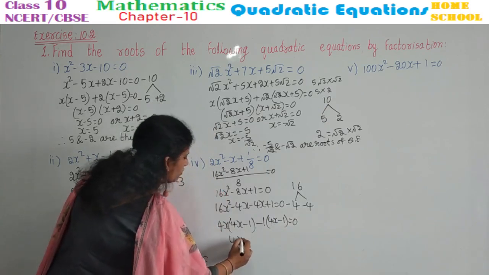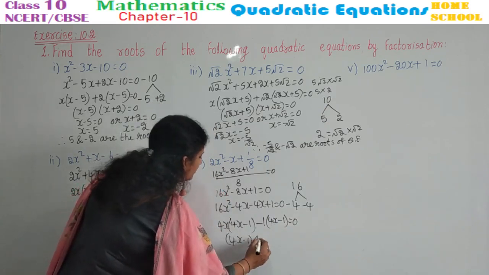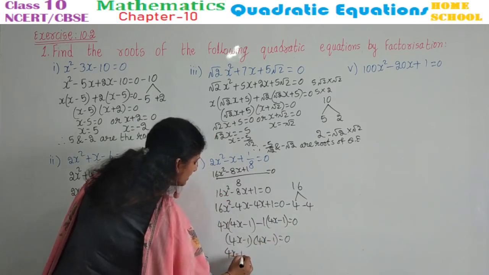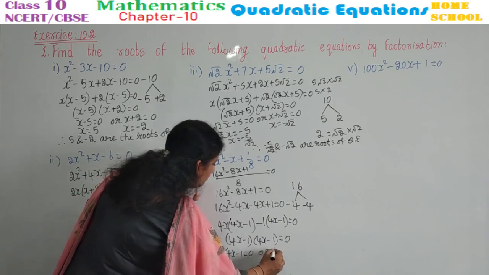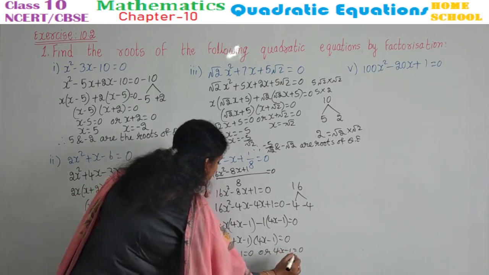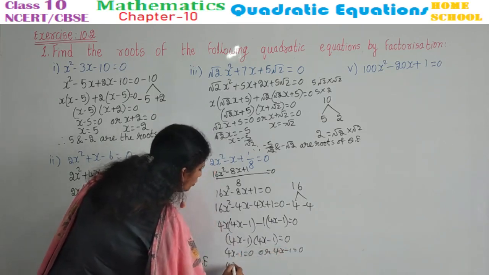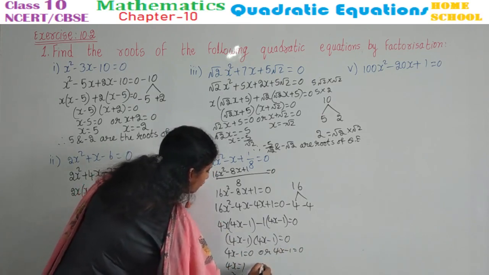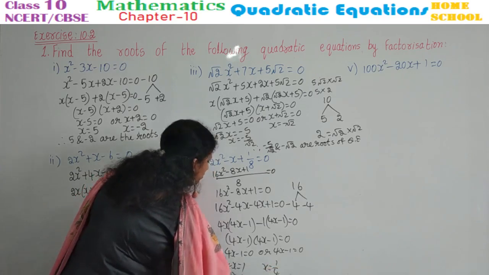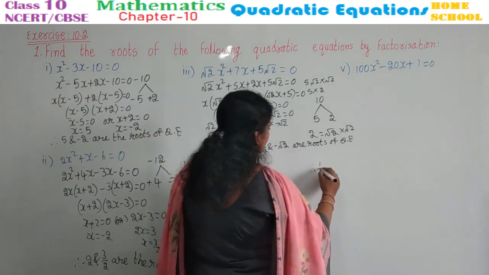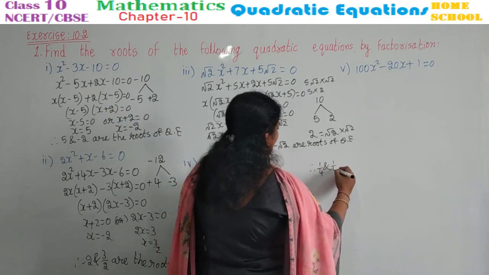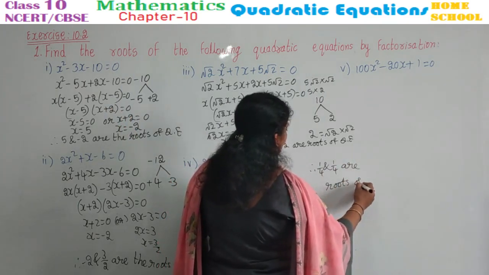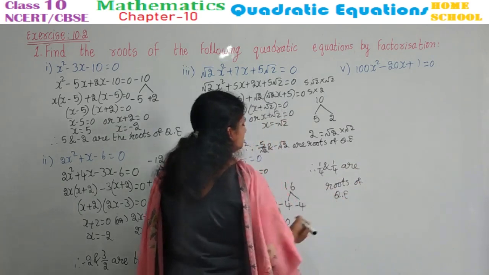Now, 4x minus 1 is common. One more 4x minus 1 is left. If you equate to 0, 4x minus 1 equal to 0 or 4x minus 1 equal to 0. So what happens here? Two equal real roots you are getting here, children. x is equal to 1 by 4 or x is equal to 1 by 4. Therefore, 1 by 4 and 1 by 4 are roots of the given quadratic equation.